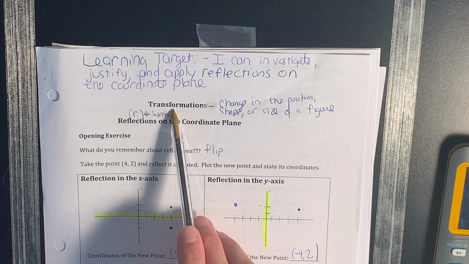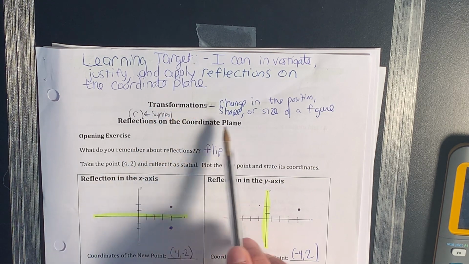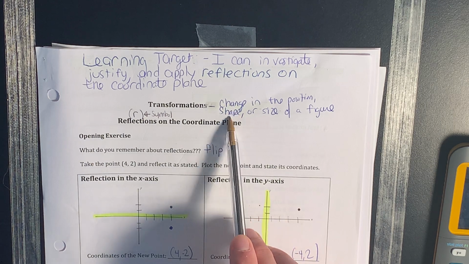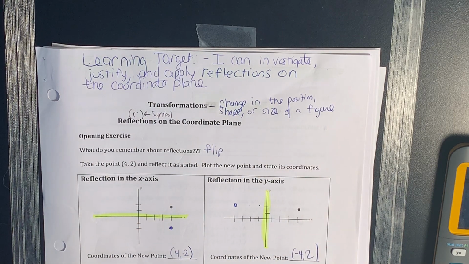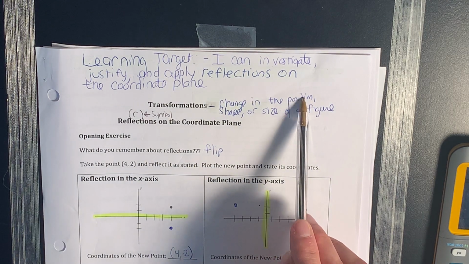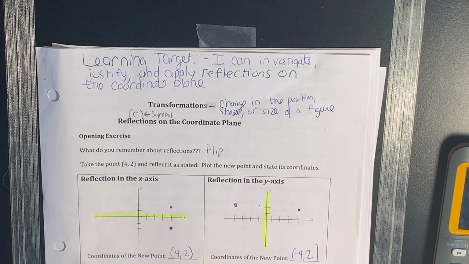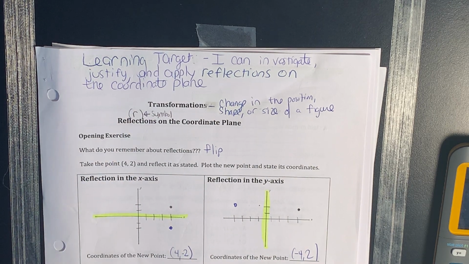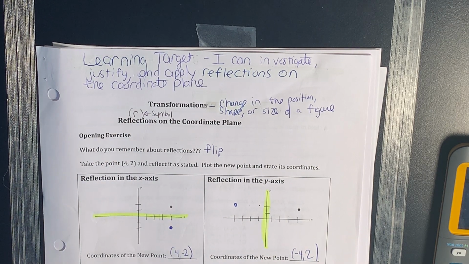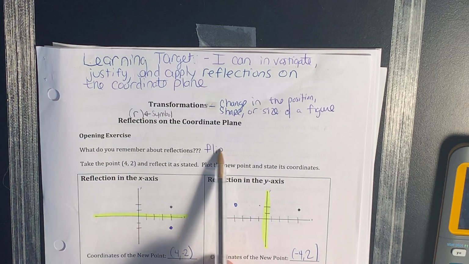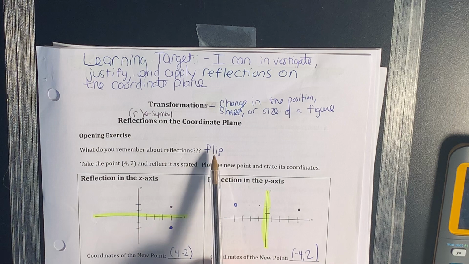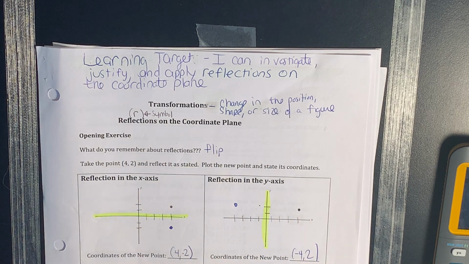All a transformation is, is a change in the position, the shape, or the size of a figure. So if you think about a reflection, what we're doing is we're changing the position of our figure. We're going to use lowercase r to represent reflection. And if you recall, when you've done this in middle school, another word for reflect is to flip. You're flipping over a line, and we're going to see where we end up today.